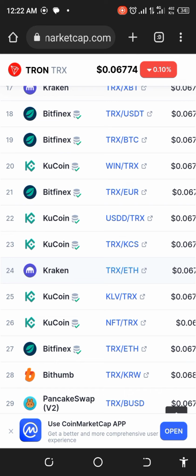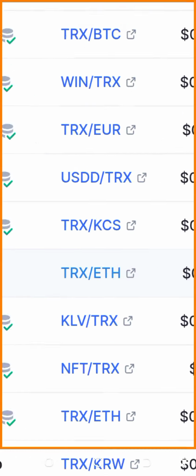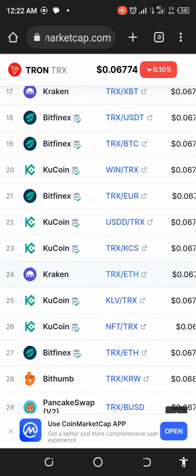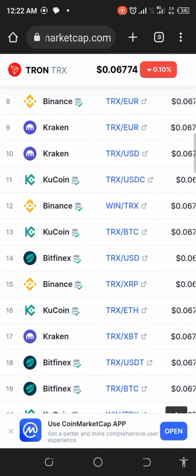Let's get back into CoinMarketCap. You can see that the pairs are highlighted here. That means there are links which you can click and it takes you to the exchange directly. Okay, so that's it. Let's choose another coin.